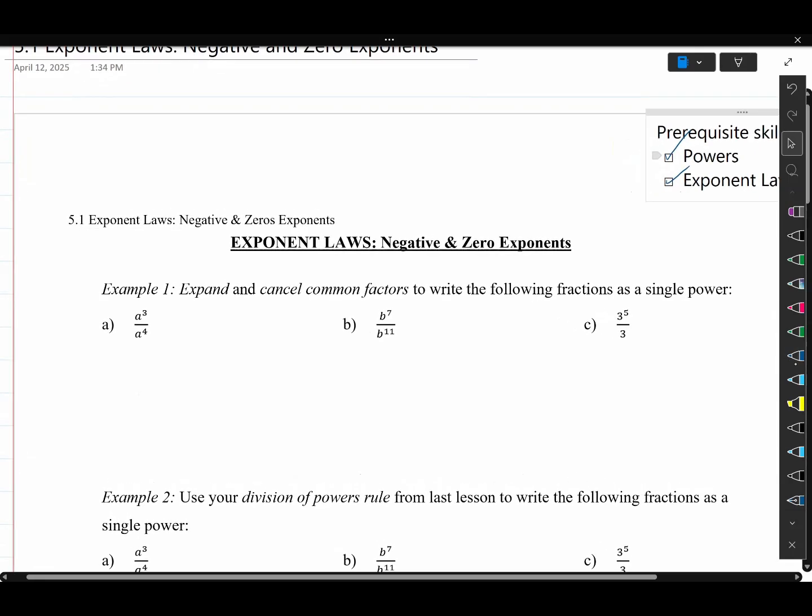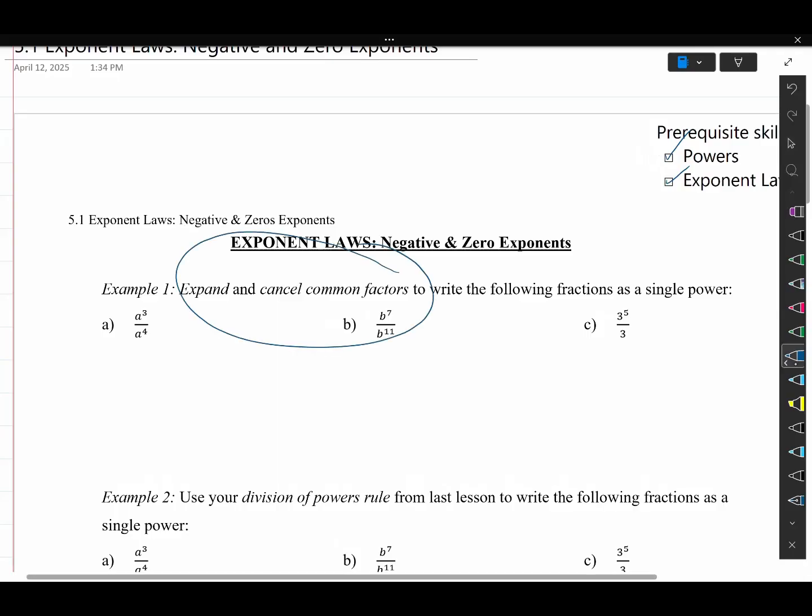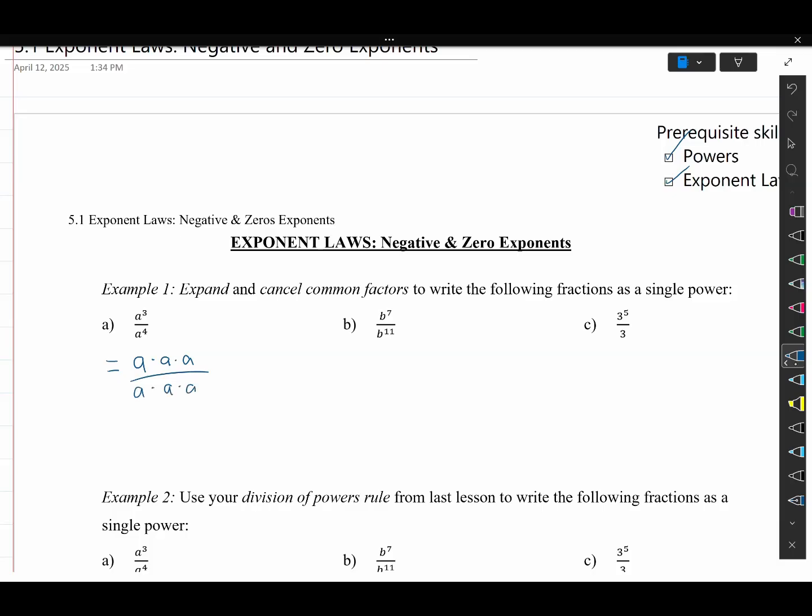The first example, we're not going to use those previous exponent laws. We're going to just expand and cancel and see what happens. So let's work with our numerator here. We have a to the exponent 3 over a to the exponent 4. That's obviously division. A to the exponent 3 is a times a times a. A to the exponent 4 is a multiplied by itself 4 times.